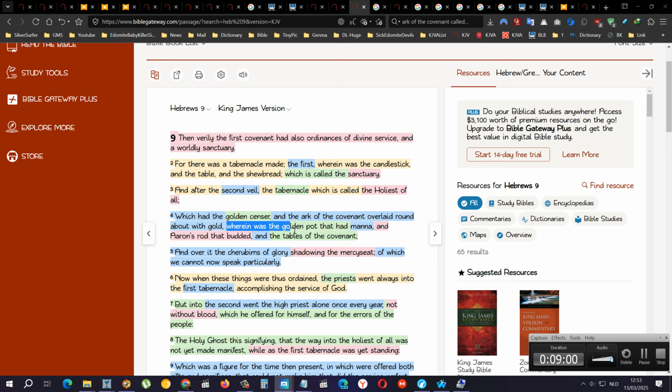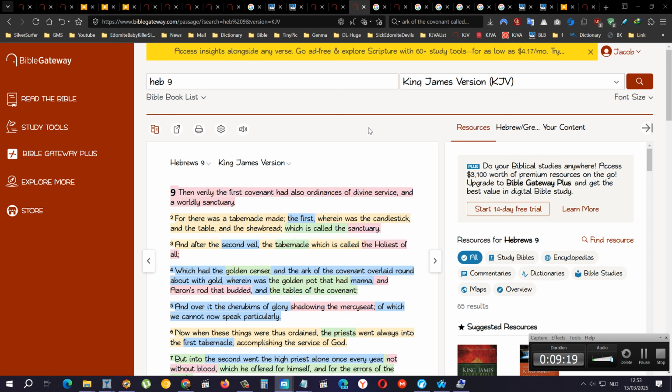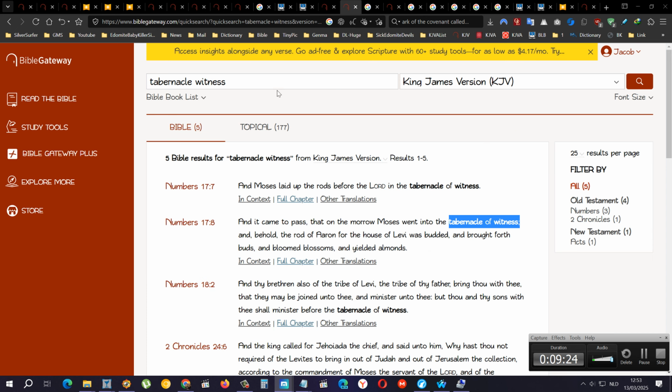with gold, wherein was the golden pot that had the manna, and what was in there? And Aaron's rod that budded, and the tables of the covenant, right? Yeah, right. And those are the 10 commandments. So that was in the Ark of the Covenant. So it's also called the Ark of Witness, or the Testimony, the Tabernacle of Witness. So that's that.